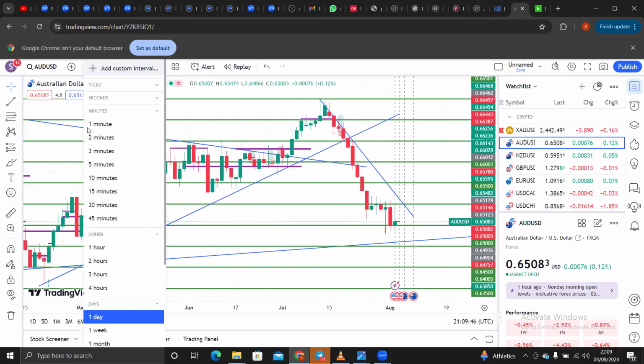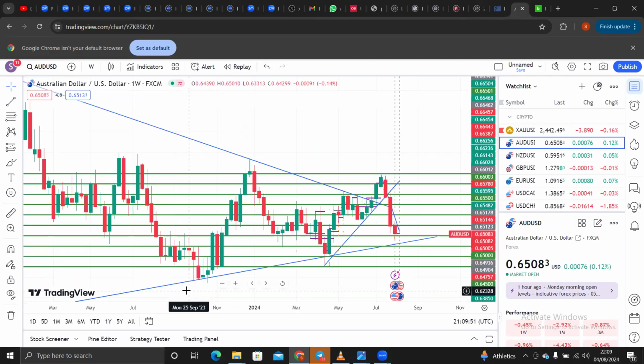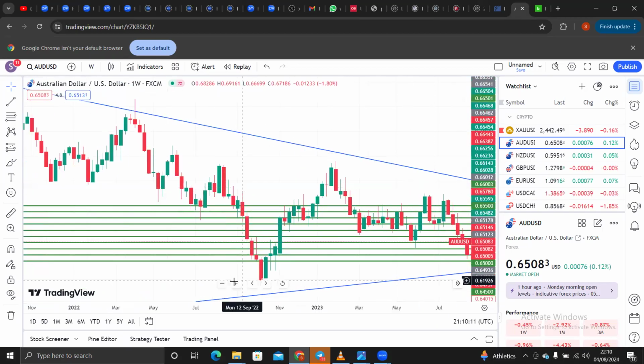Okay, let me see this pair first. Let's see AUDUSD. AUDUSD, you keep having the continuation, year 3, 4, and this is one ahead. This is our buy sell here. We have a long trend line here. Where is it coming from? Let's check.